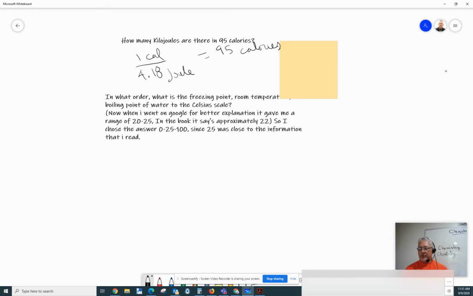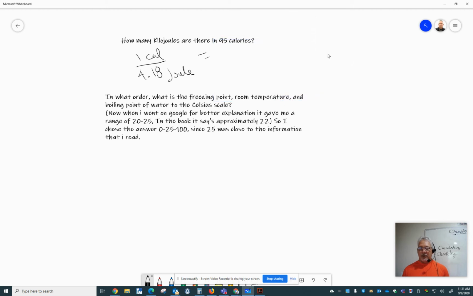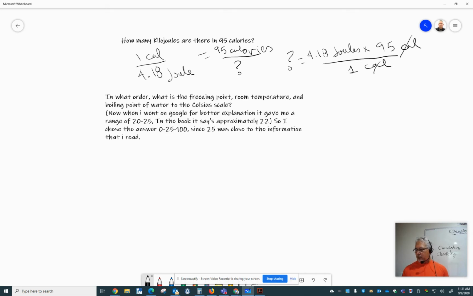I need to close this one. I don't need this. Let me rewrite that again. So if you have 95 calories, you need to find how many joules that is, the question mark here. Solving for the question mark, that will be 4.18 joules times 95 calories over 1 calorie. Then you cancel these two and do the multiplication.